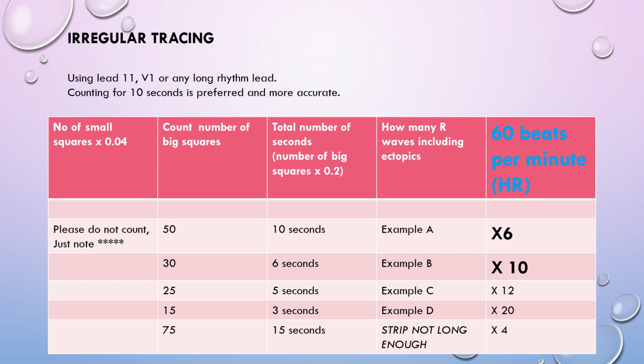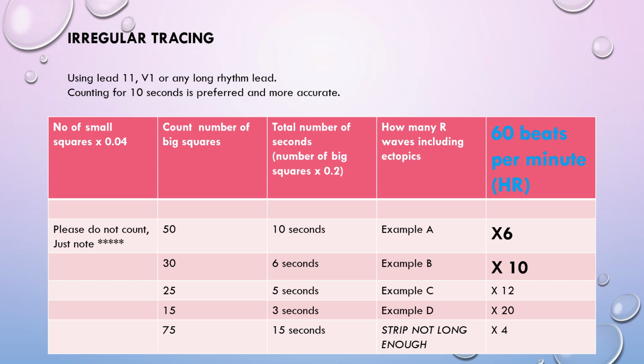So let's look at this table that I created that's going to help us to decipher the next 3 slides or so. If we're counting 50 big squares, like I said before, it means we're doing this for a total of 10 seconds. We need to multiply the number of R peaks by 6. If we're counting 30, it means we're counting for just 6 seconds, and we need to multiply the number of R peaks by 10 to get the number of beats per minute. Because we want to have 60 beats per minute, whatever occurs in 60 seconds, which is 1 minute.